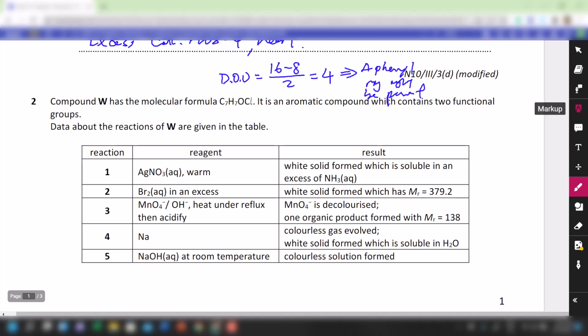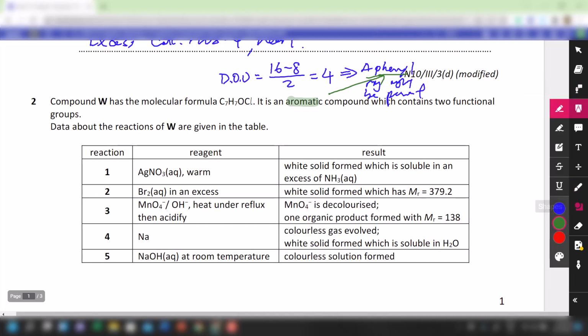But in this case, I think it's quite clear cut because the question says it's an aromatic compound. Since it's an aromatic compound, I think it agrees with the clue that it's a phenyl ring. So from here, you don't expect it to have any C=C double bond or any other degree of unsaturation. Even aldehydes or ketones, no.